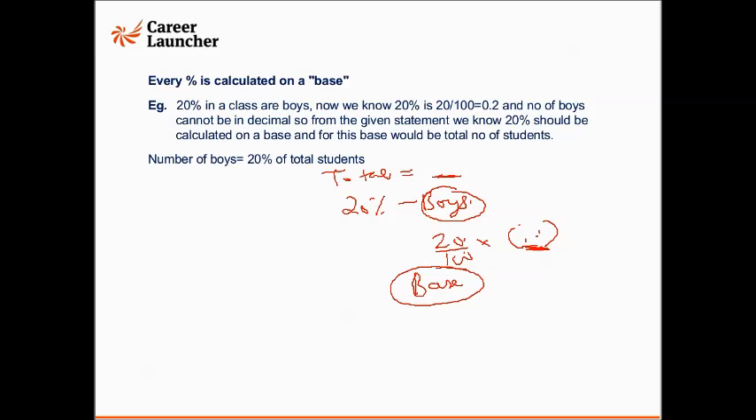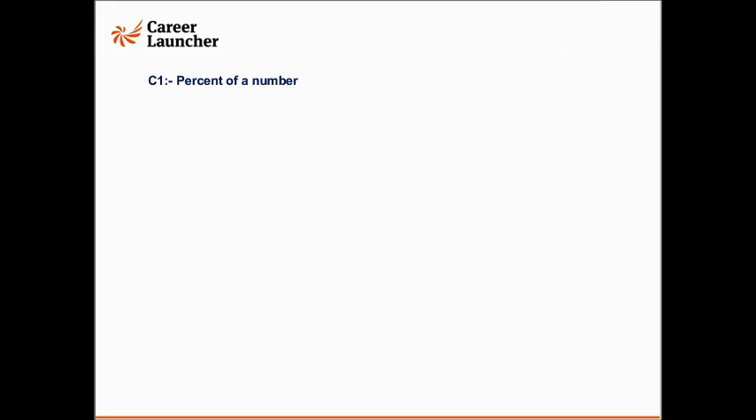So number of boys is equal to 20% of total students, correct? Now if you have to calculate percent of a number, like 20% of 600, 20% is nothing but 1 by 5. So 1 by 5 of 600 is nothing but 120, correct? So in this way, if you know 20%, then you don't need to simplify it like 20 by 100, then cancel. Just mug up this value: 20% is nothing but 1 by 5, and 1 by 5 of 600 is 120. That's it. Correct?